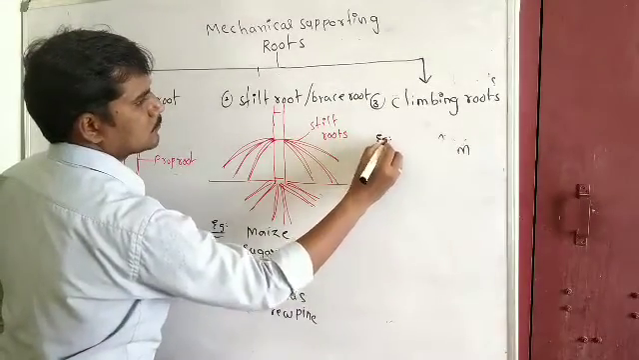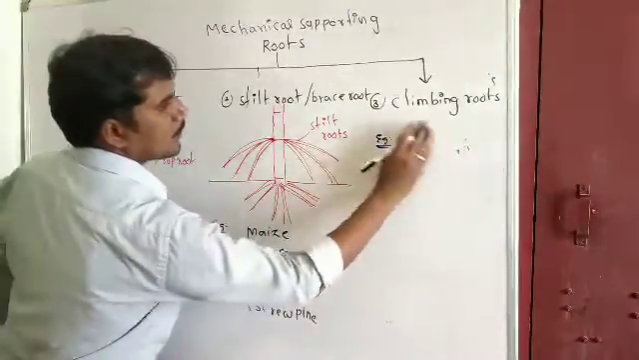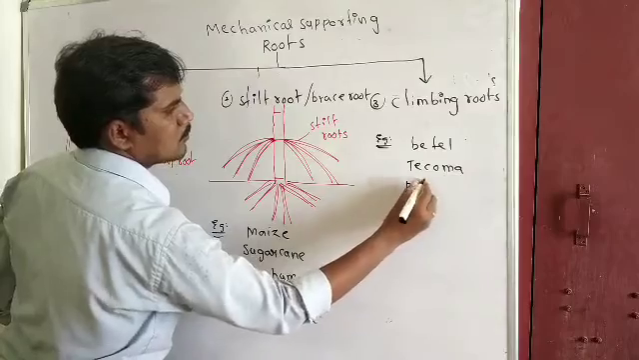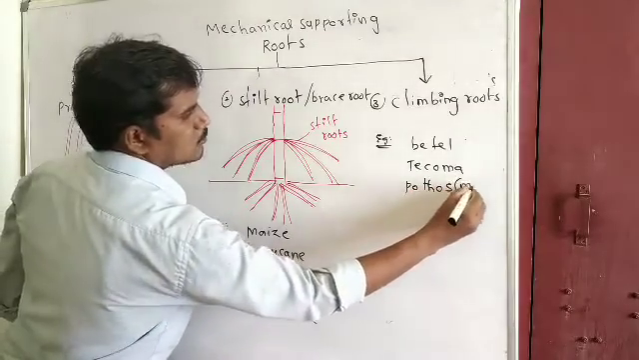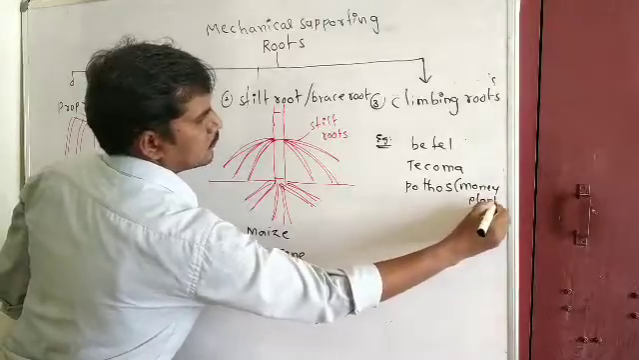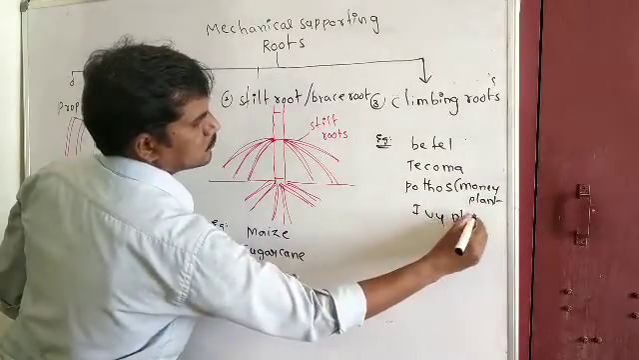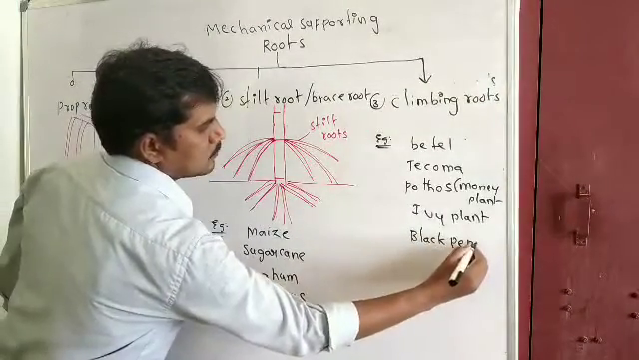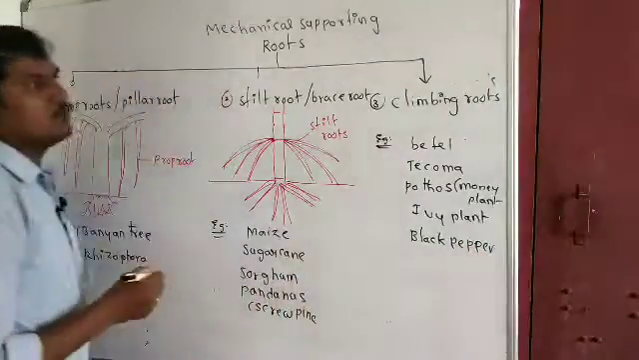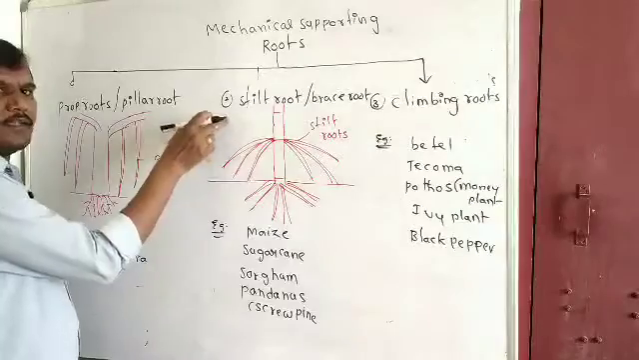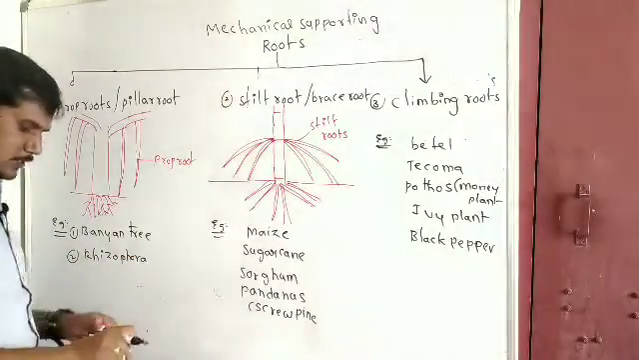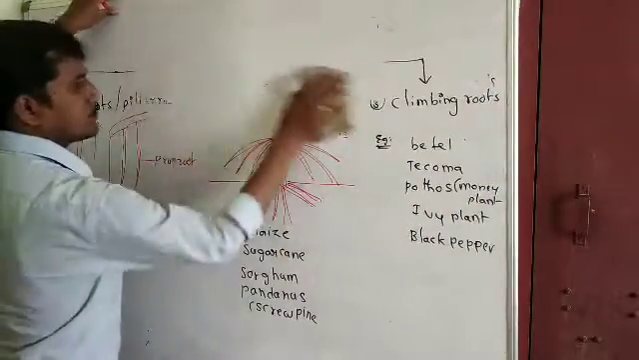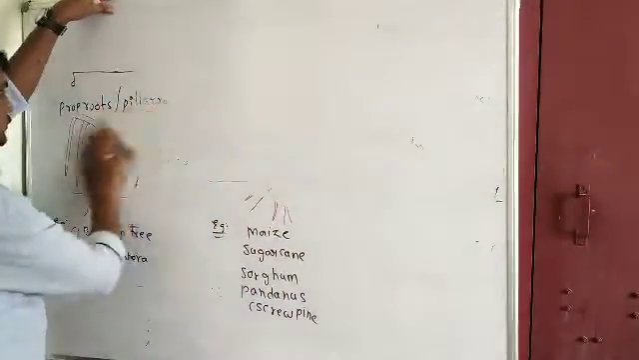Examples for climbing roots: betel, tecoma, pothos, also called money plant, and ivy plant. Yes, black pepper. So these are all examples of climbing roots. These provide mechanical support to the plant bodies. Very important. The next one we are going to discuss is the special roots. Very important. Special roots.